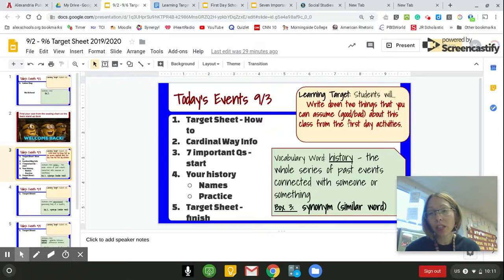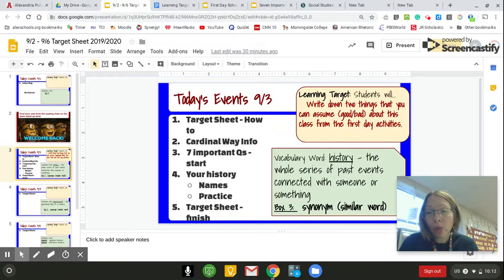Up here is a learning target. The learning target is what I hope you accomplish out of today and our activities. Today it's to get to know each other and make some predictions and assumptions of what this class is going to be like, what we're going to do, and how it's going to operate. By the end of going through these activities, you might have an idea of some things about this class, so you're going to write those down at the end of class.